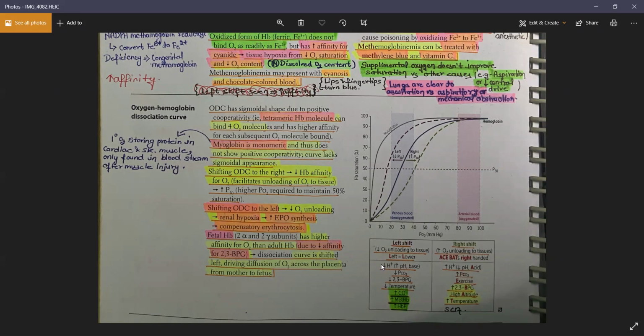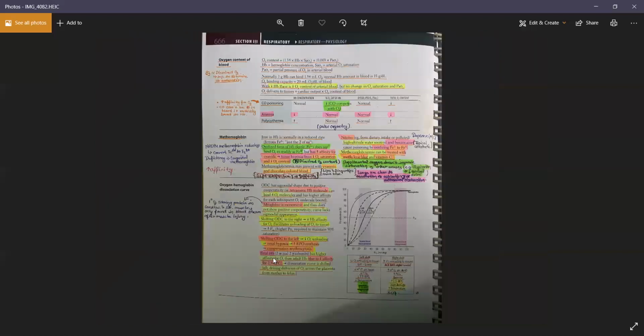See, more affinity, harder to dissociate the oxygen from the hemoglobin, right? So if I have more affinity, can I have an unloading of oxygen? More affinity will be less unloading, right? Exactly. With the left shift, with the high affinity, you will get less unloading. Thank you. Got it.